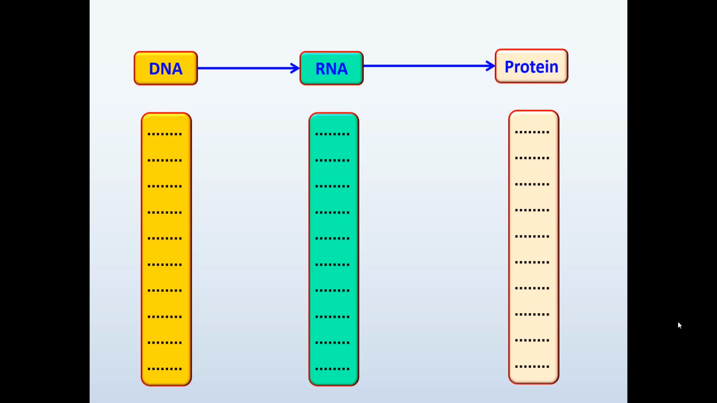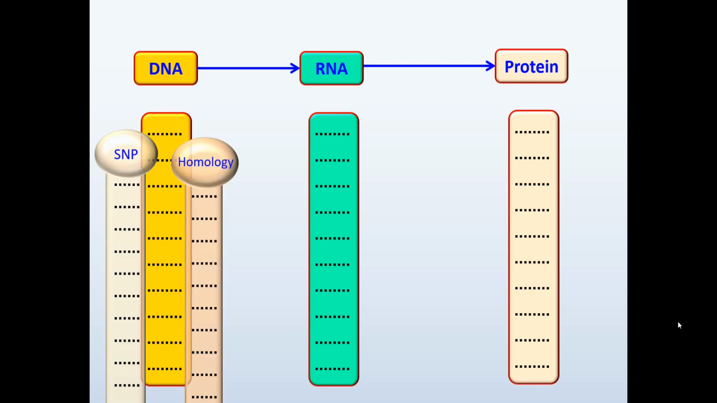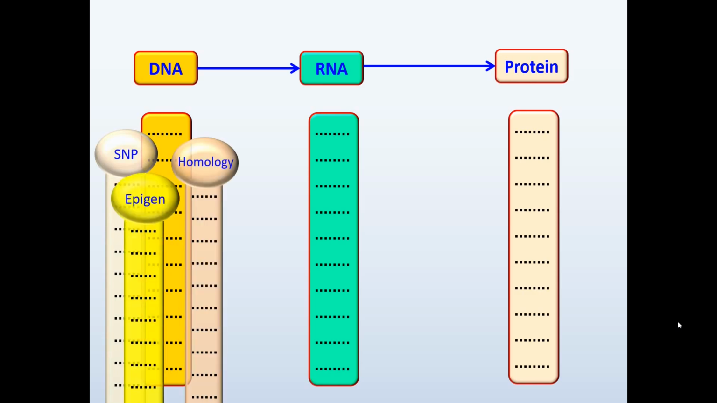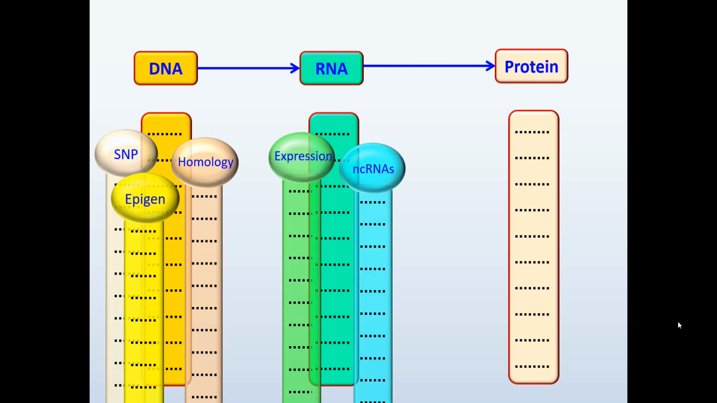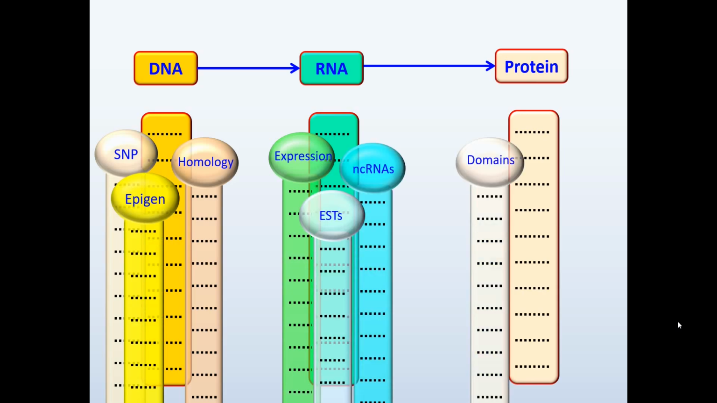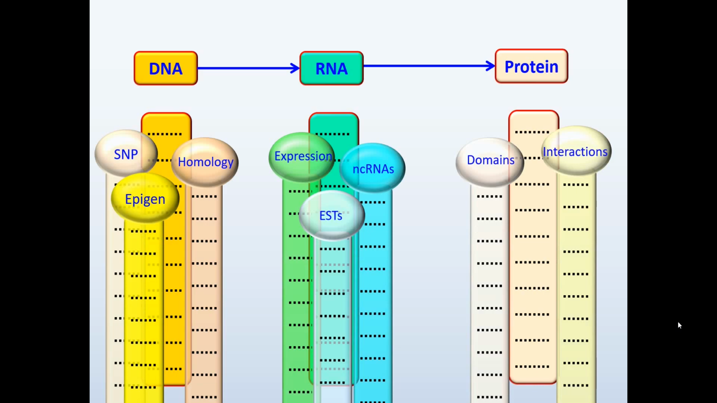We mentioned that in addition to major databases which index DNA, RNA, or protein sequences, we also have the so-called secondary databases that contain information about polymorphisms, about homologies between different species, epigenetic alterations. For the RNA, we have expression of the RNA molecules, non-coding RNAs, ESTs, as well as protein domains and interactions.